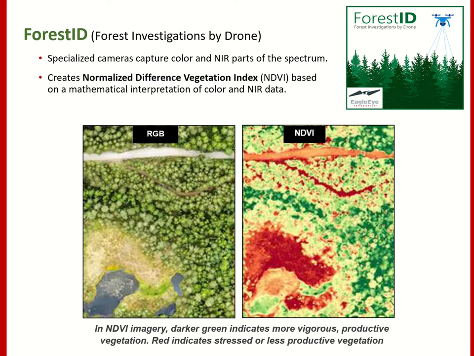In NDVI imagery, darker green colors indicate more vigorous, productive vegetation. Red indicates stressed or less productive vegetation, and also areas lacking vegetation, such as roadways.